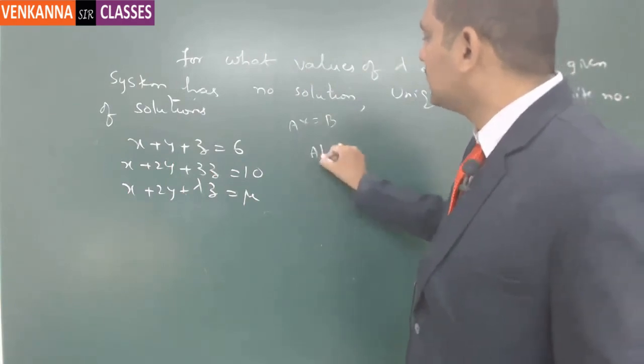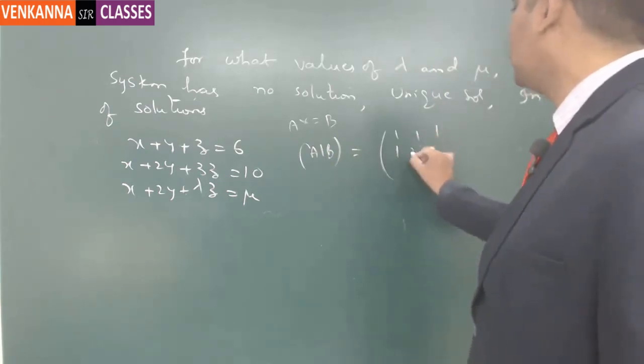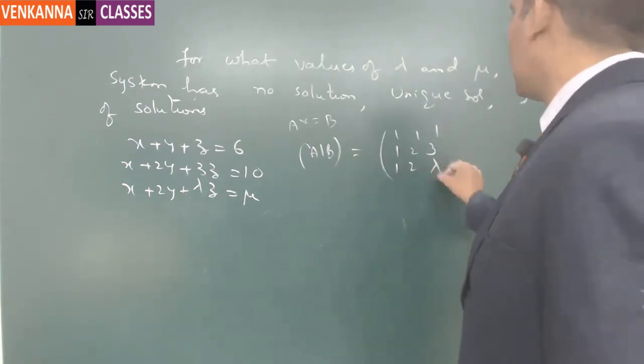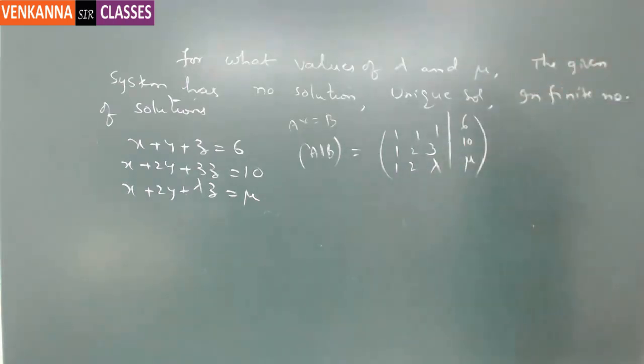Then you need to mention this is the augmented matrix A|B, and this is equal to [1, 1, 1 | 6; 1, 2, 3 | 10; 1, 2, lambda | mu]. So we will apply row operations. Please understand, here we are not applying the Gauss elimination pivot method. We are simply applying the row operations at our convenience, because in the question it is asked to determine lambda and mu to get the required solution. Based on Gauss elimination, he didn't mention. So you can apply any kind of row operations here to get the required answer.